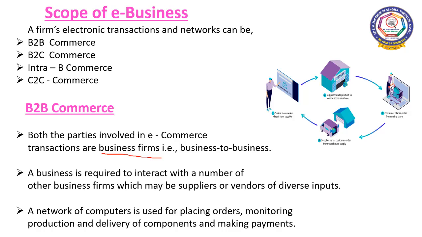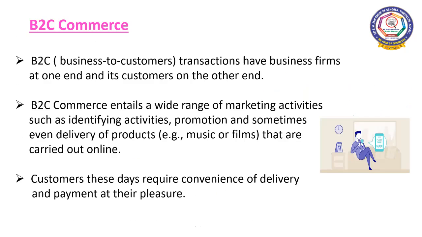So here a business is required to interact with a number of other business firms, which may be the suppliers or vendors of diverse inputs. A network of computers is used for placing orders. So orders can be placed over the internet, monitoring production can be done, and delivery of components and even payment is also made over the internet. So this is called B2B commerce.